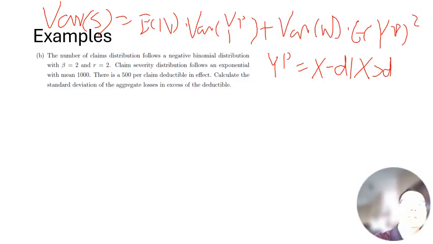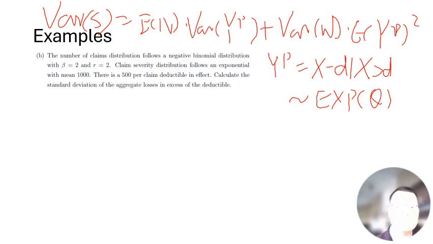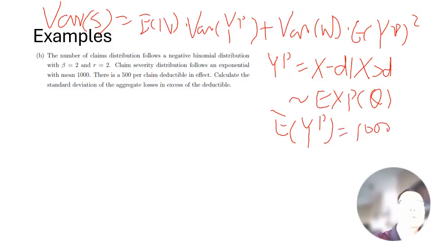Since this is an exponential distribution, we know that YP will follow the exponential distribution with theta 2, because it has the property of memoryless. From here we can get E[YP] equal 1000 and VAR YP would be 1000 square.